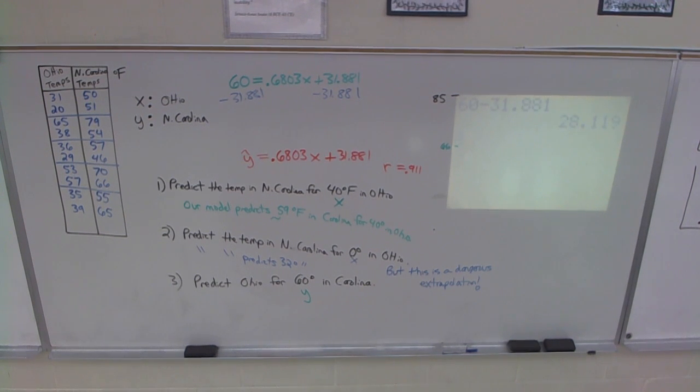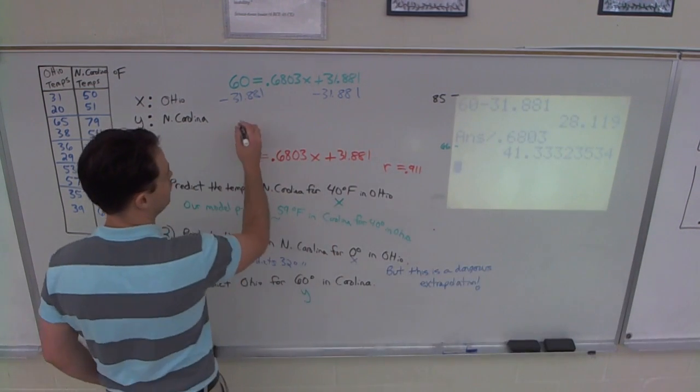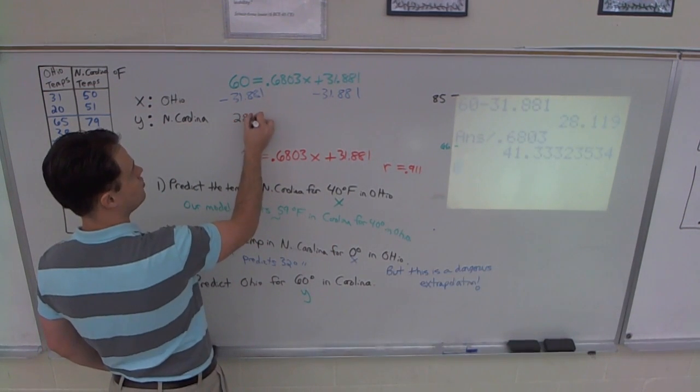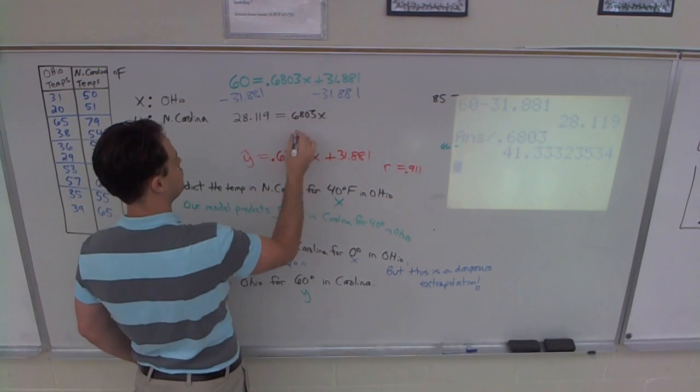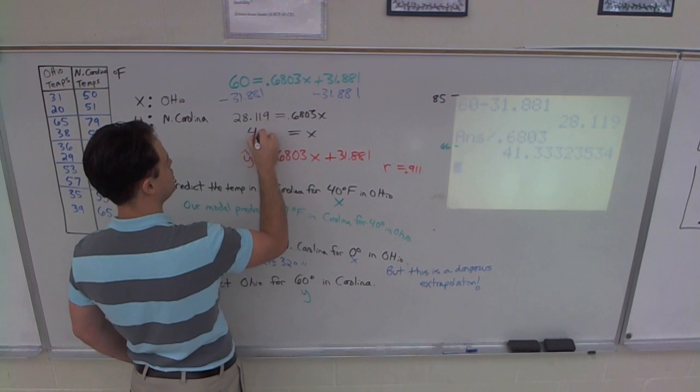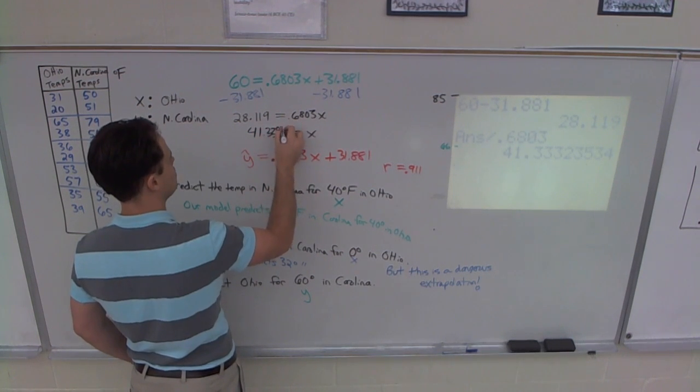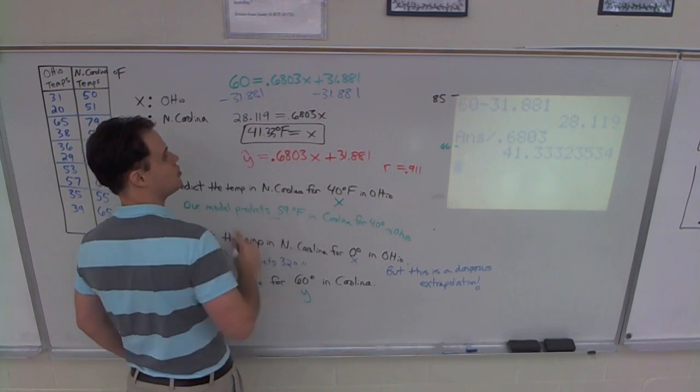And then what do I have to take that answer and do with it? Divided by 60. Yeah. Fill in my math a little bit over here. Divide and you get x is 41.33. Make sure you get units on these when you're making your predictions.